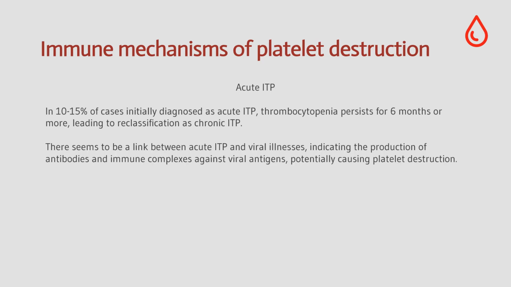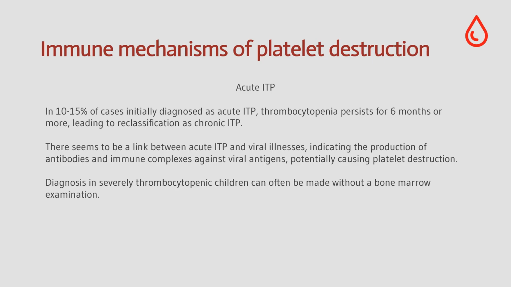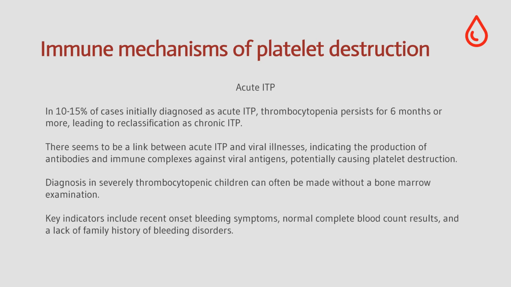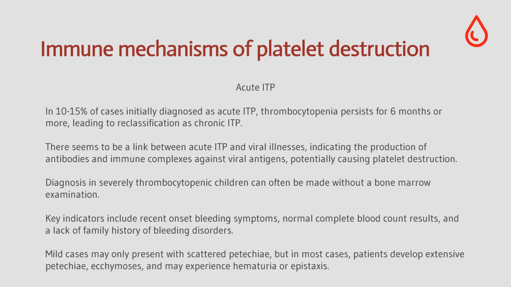There seems to be a link between acute ITP and viral illnesses, indicating the production of antibodies and immune complexes against viral antigens, potentially causing platelet destruction. Diagnosis in severely thrombocytopenic children can often be made without a bone marrow examination. Key indicators include recent onset bleeding symptoms, normal complete blood count results, and a lack of family history of bleeding disorders. Mild cases may only present with scattered petechiae, but in most cases, patients develop extensive petechiae, ecchymosis, and may experience hematuria or epistaxis.